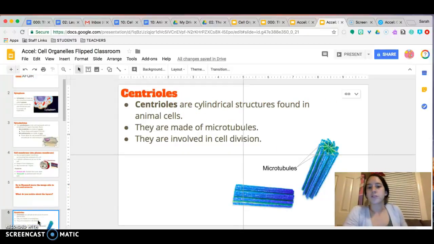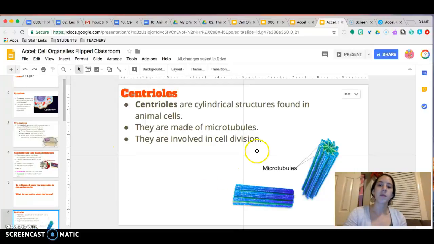So, centrioles, they are cylindrical structures found in animal cells, only animal cells. Cylindrical just means that they're cylinder-shaped. And as many of you have described, they kind of look like Twizzlers. They are made of microtubules, and they are involved in cell division.